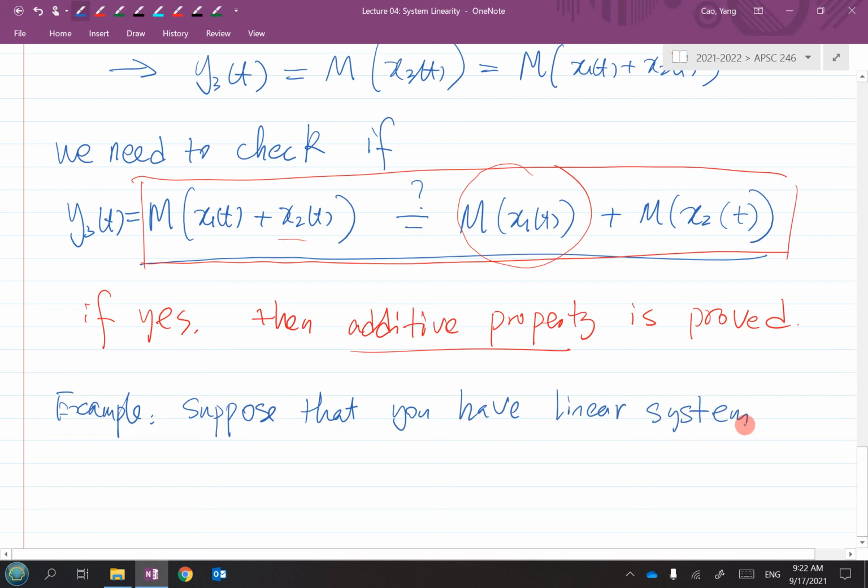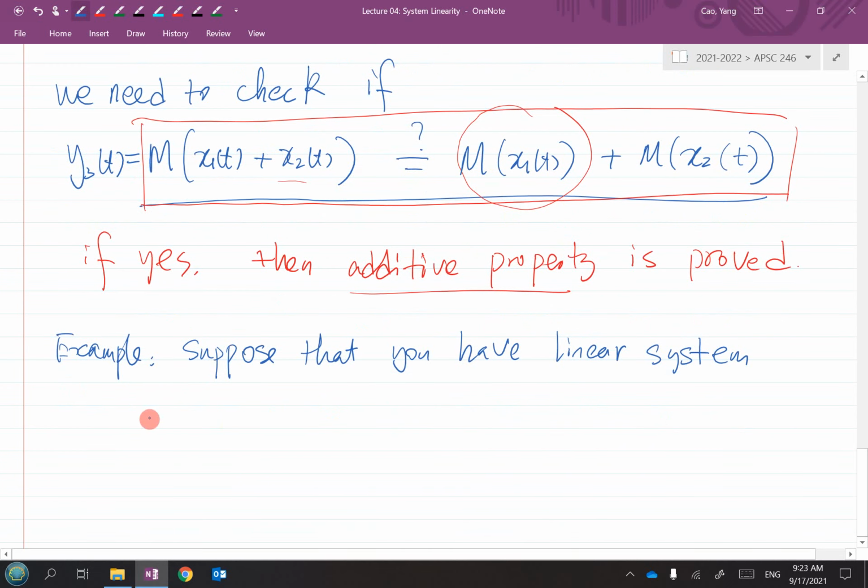Okay. Now suppose that you have a linear system. I'm not asking you to prove whether the system is linear or not yet, so basically, you already know. I told you this is a linear system, with input t to the power of k, and its output is cosine kt.